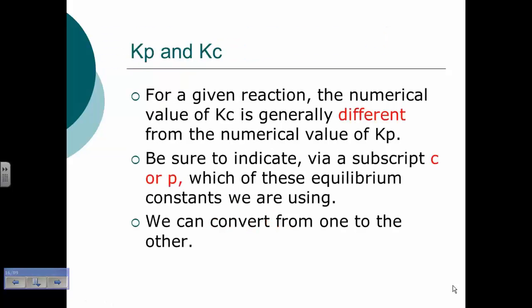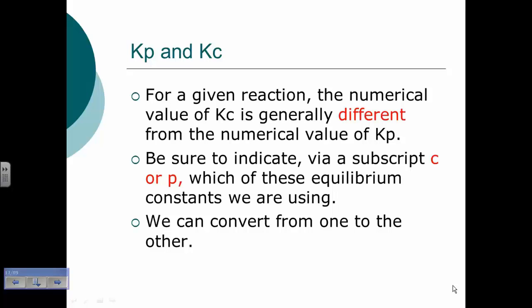If we use molarity units, we get something called Kc, and if we use pressure units, we get something called a Kp. So concentrations, Kc, pressures, Kp. For any given reaction, the numerical value of Kc is going to be different from the numerical value of Kp. Remember, pressures only come from gases. Molarity units can be either gases or aqueous ions.